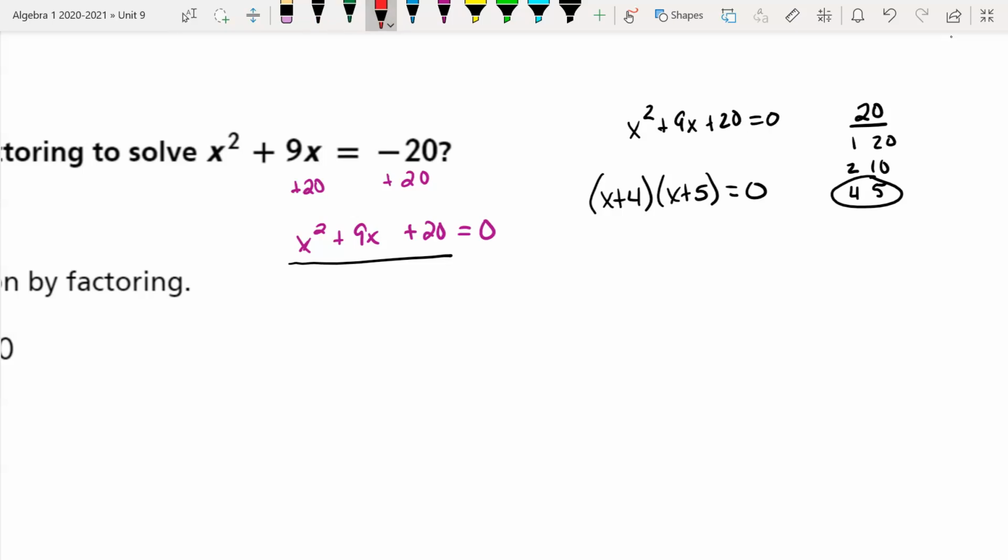So then it says, all right, what are the solutions? Well, that's what we just did. I take each one individually, and I set it equal to 0. So we get negative 4, or negative 5.